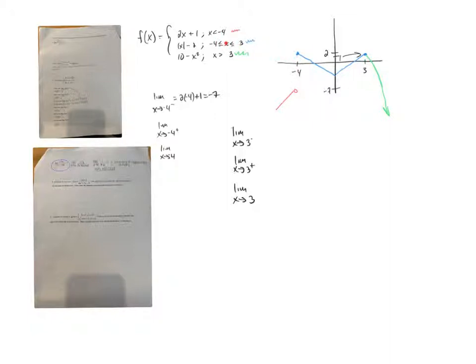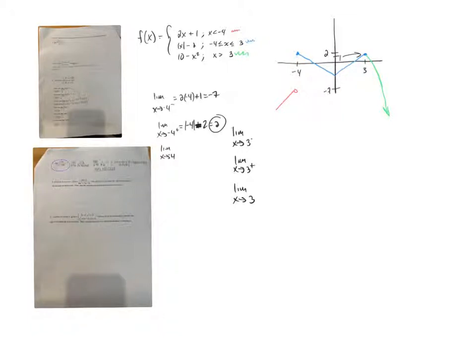Now if you want -4 from the right side, you're talking about this stuff, you just plug -4 into the stuff where x is greater than -4. So when you plug a -4 in there, the absolute value of -4 minus 2, or I'm sorry, 4 minus 2 is 2. And so that's that limit.